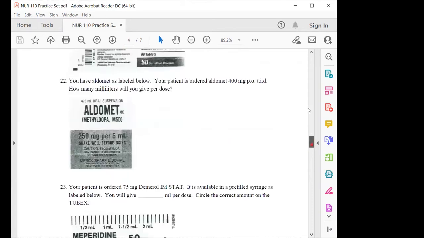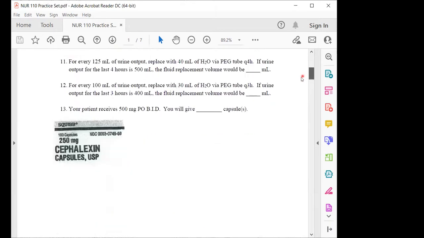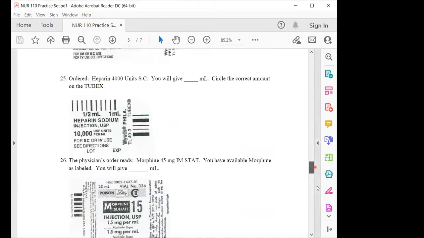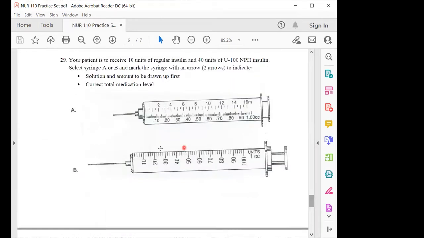All right, so let's take a step back and start by talking a little bit about medication calculations. These are usually pretty straightforward. And what I mean by that is, I apologize. Before I do that, I wanted to show you some more syringes.